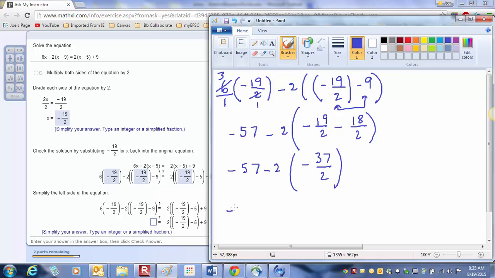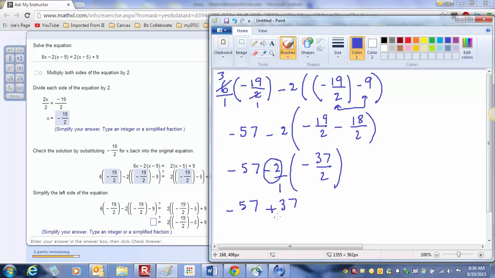Here we go. Negative 57. Now we're multiplying negative 2 times this fraction. Remember, negative times negative is positive. 2 and 2 will cancel. This is 2 over 1. So these 2 will cancel. So we end up with plus 37.